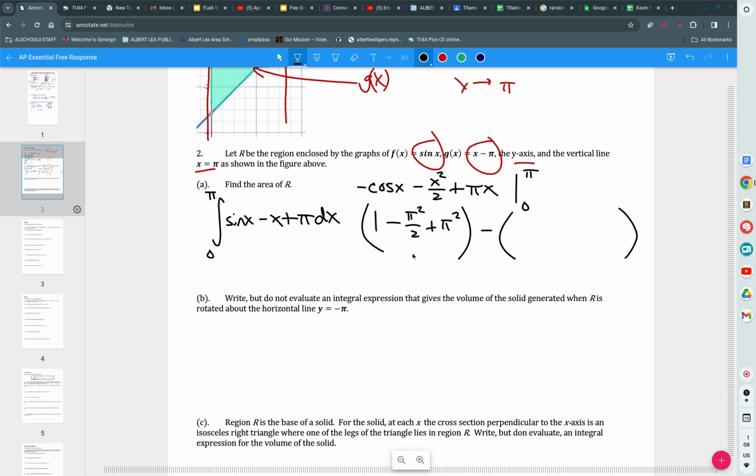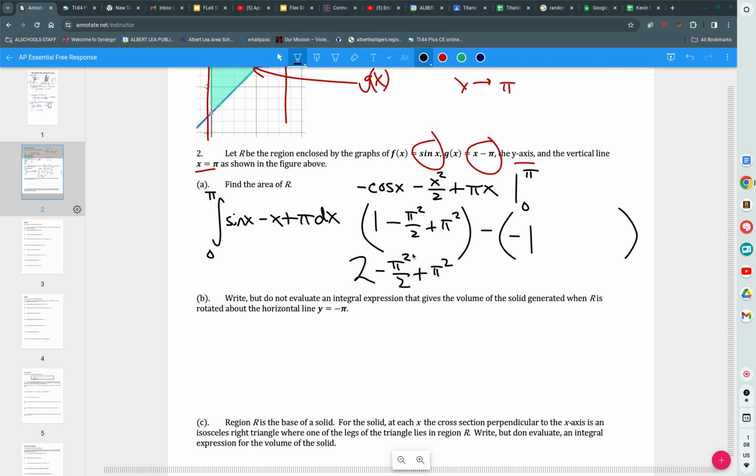So when we plug in 0, the cosine of 0 is 1, make it negative, and I get a negative 1. And then we get 0 the rest of the way through, don't we? So 1 minus a negative 1 is 2. And I'm just going to write minus pi squared over 2 plus pi squared. Okay? And that's more than sufficient.